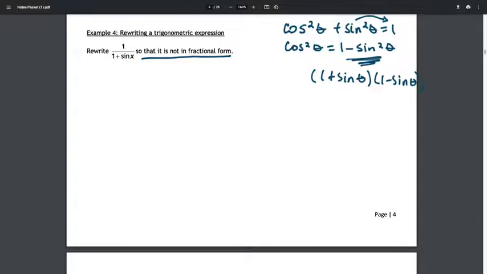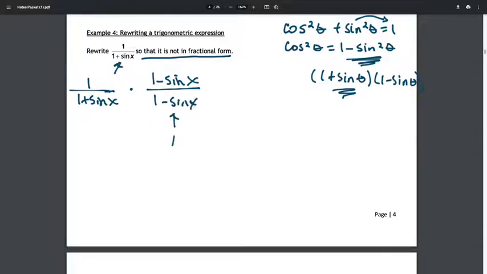The reason why I'm bringing that up is because this right here looks a lot like that right there. So one idea that I'm going to do is take that fraction and multiply it by the number 1, because if you multiply something by 1, it stays the same. You're not changing it. But the way I want that 1 to look is I'm going to write 1 minus sine x over 1 minus sine x. As long as you have the same thing on the top and the bottom, that's the same thing as the number 1.